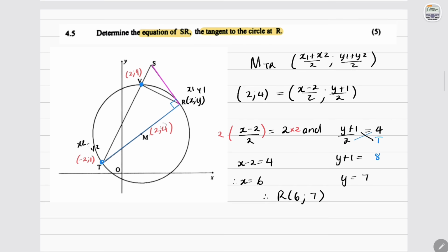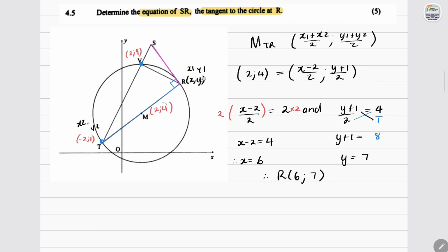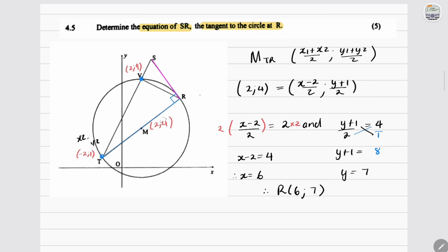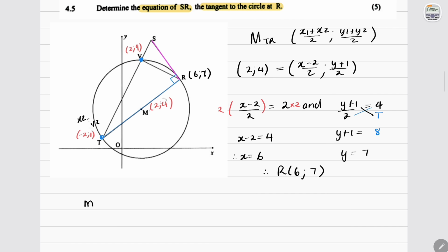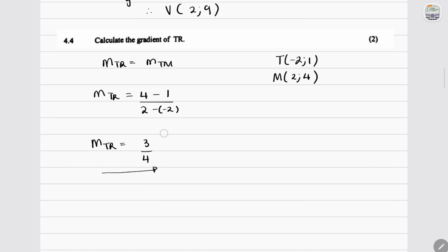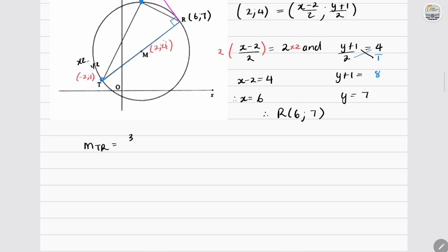Now that we have R, we can go ahead and find the gradient so we can find the equation of this line. R is 6 and 7. So for the gradient of this line, remember you find the gradient of the diameter, which we already have. You're going to use that to find the gradient of the tangent, because the tangent and the diameter are perpendicular. So the gradient of TR, we already had that. That was 3 over 4.